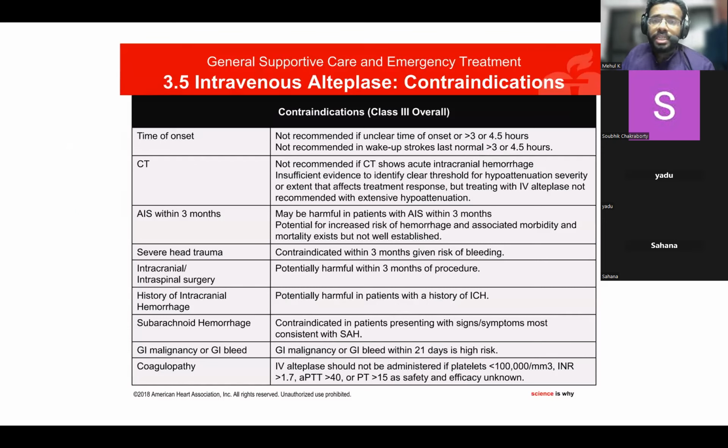Always remember the contraindications, or this checklist. I'm not going through each and every one of them, but you have to go through the checklist before thrombolysing any kind of patient. Keep this in mind: head injury within 3 months, ischemic stroke within 3 months, or any hemorrhagic stroke ever in the patient's lifetime. Any GI bleed within 21 days, no, you have to rethink multiple times before thrombolysing that kind of patient. If the patient is on warfarin, the INR should be less than 1.7 if you're wanting to consider thrombolysis.